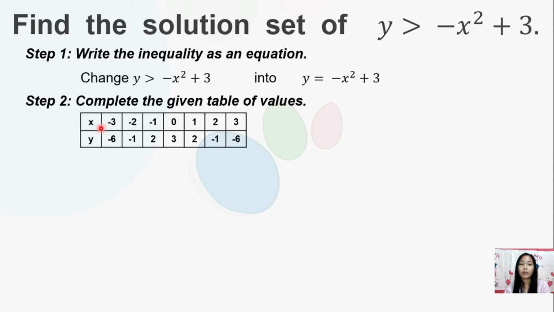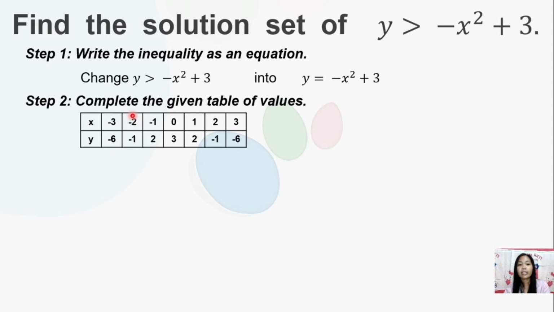Normally, you are given sets of values of x wherein you are asked to solve for the value of y. In this case, you are going to replace the value of x in the quadratic equation. For example, if x is equal to negative 3, then y is equal to negative of negative 3 squared plus 3. So that is y is equal to negative of positive 9, so you have negative 9 plus 3. Negative 9 plus 3 is negative 6. So y is equal to negative 6.